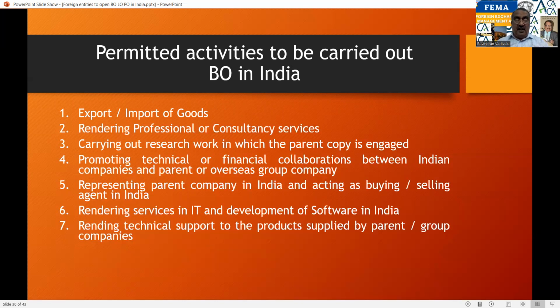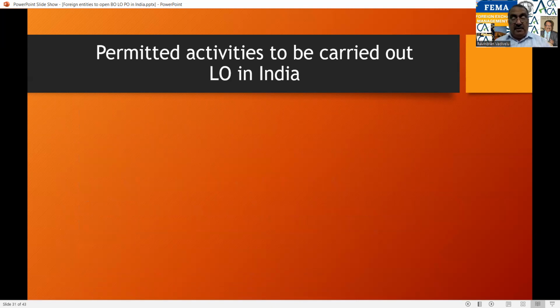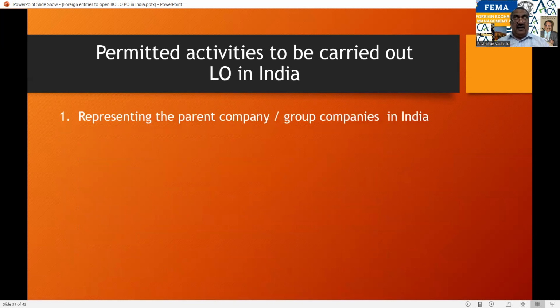These are the permitted activities for a branch. That is, a foreign entity, through its branch office in India, can do these services, rendering technical services, and representing a foreign airline and shipping company. And now, what are the permitted activities for the liaison office?